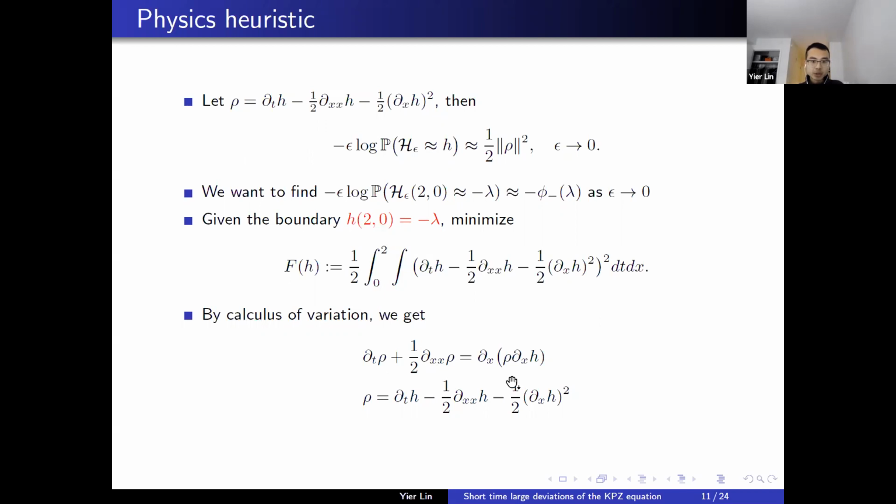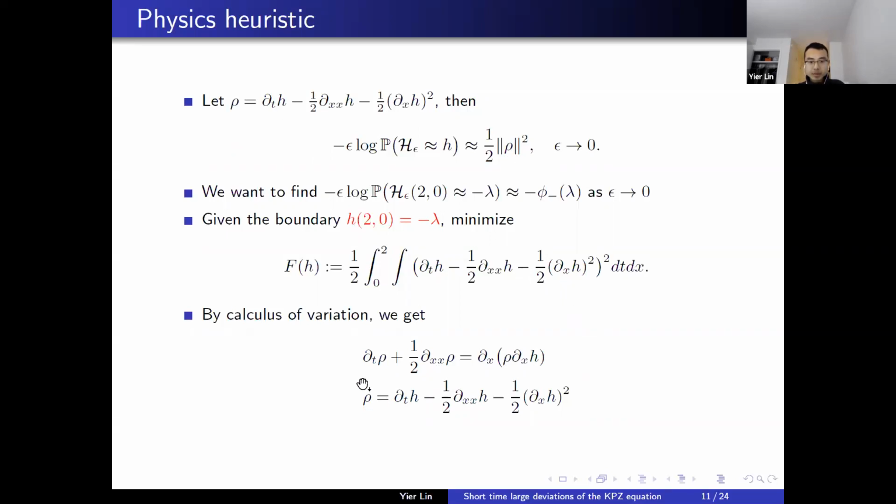And actually, it's a pair of PDE between rho and h, because this is an artificial relation, because we set rho to be this on the right-hand side. So we want to solve a pair of PDE between rho and h, and presumably if we can solve it, then you plug into this expression, compute the L2 norm, and you should get the rate function. Okay, so this is the heuristic.